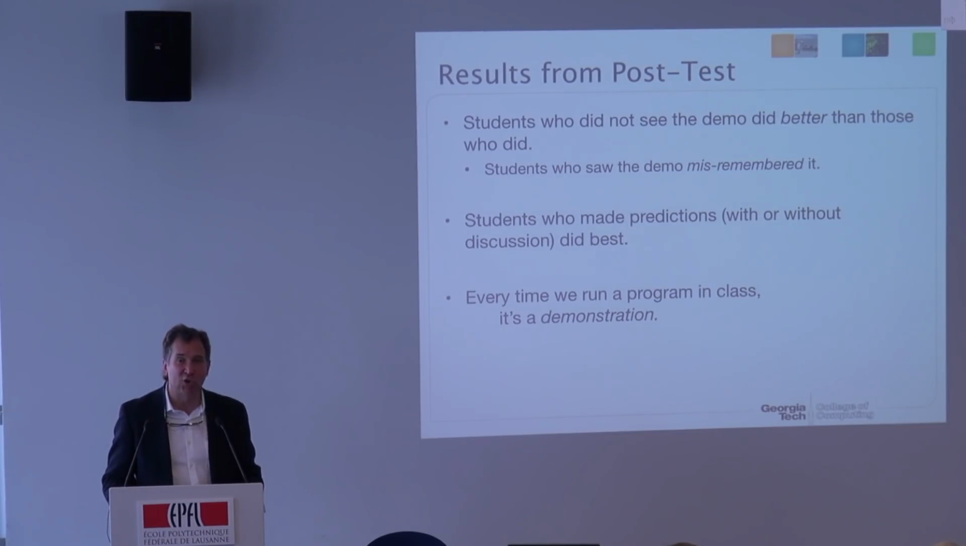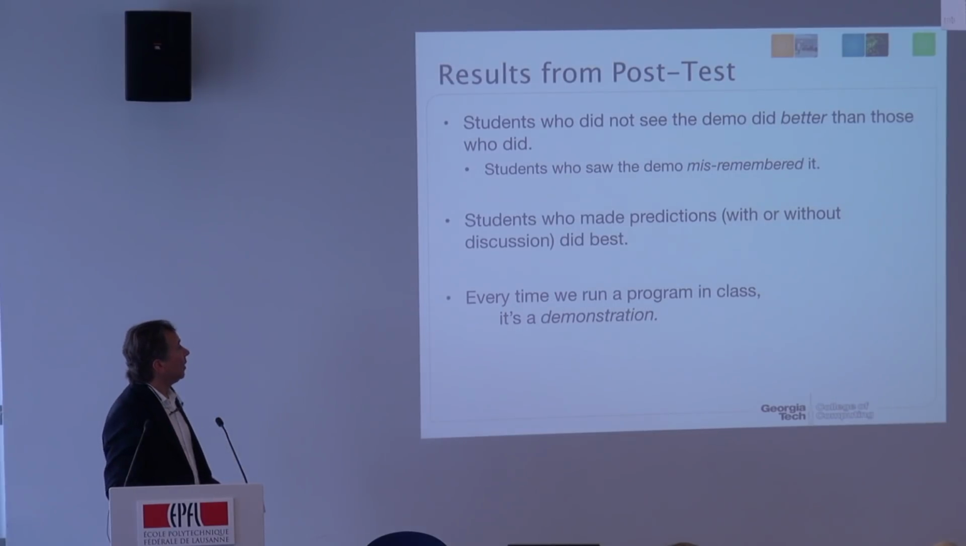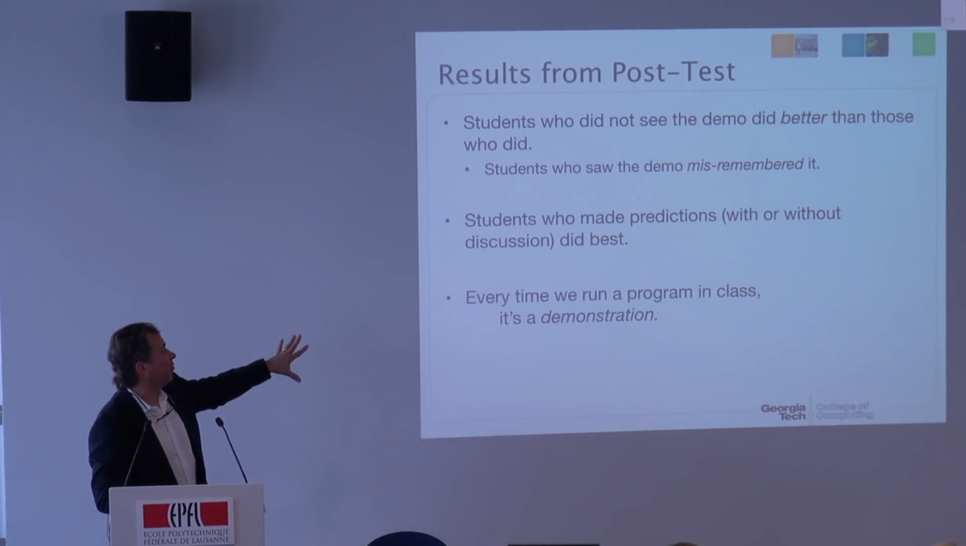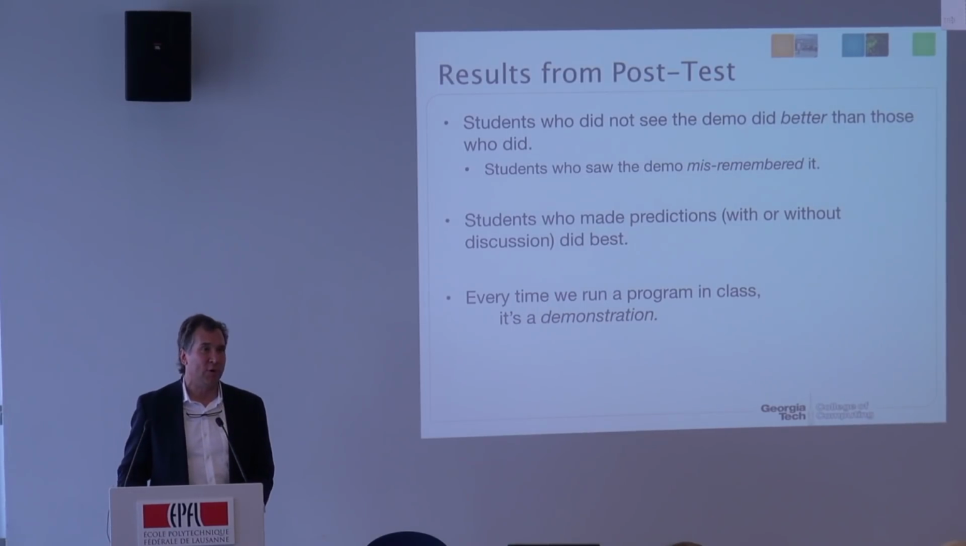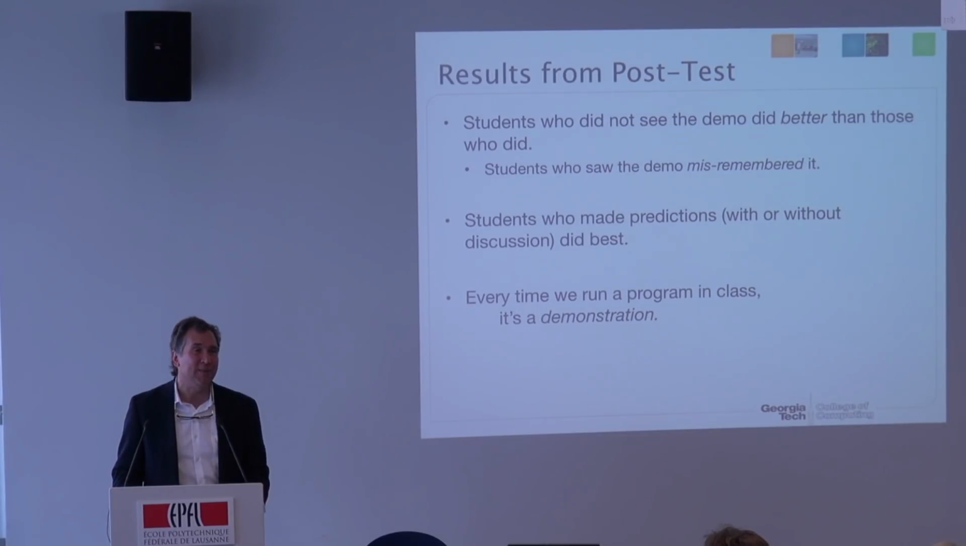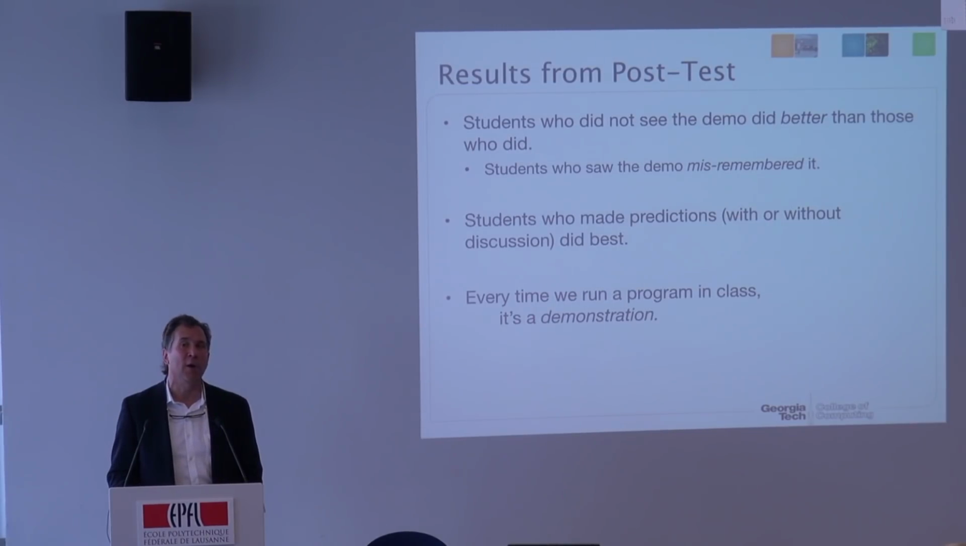All right? Making a prediction is a really important part of what we do. So students who made predictions with or without discussion did best. And for computer science, every time we run a program in front of students, we don't do it just to surprise them. We hope that they have some theory about what's going on, that they're developing a mental model about what's happening. We should be making students make predictions. This is a different way of teaching computer science. We don't usually do this in computer science, but I think it's a critical part if we want students to learn.